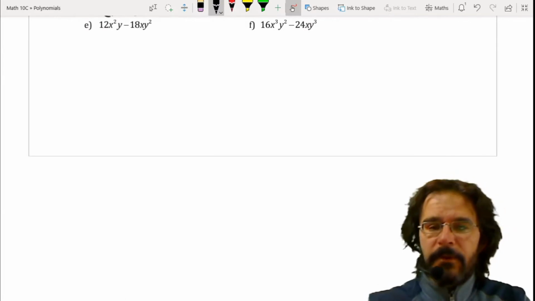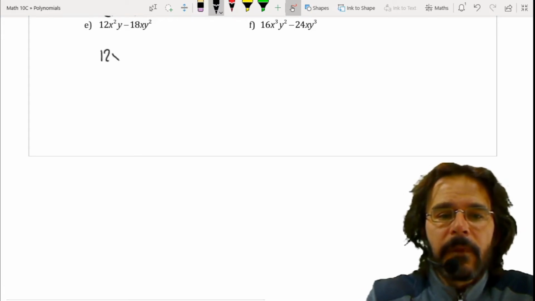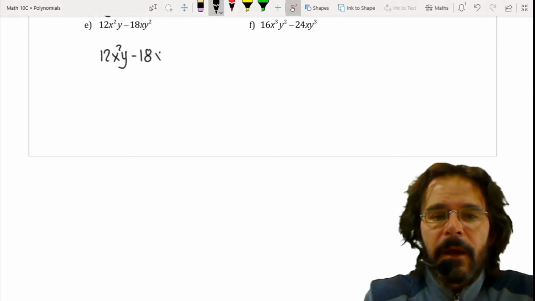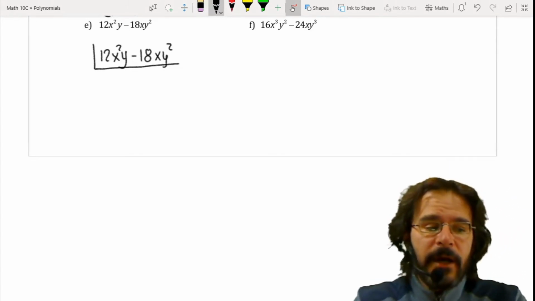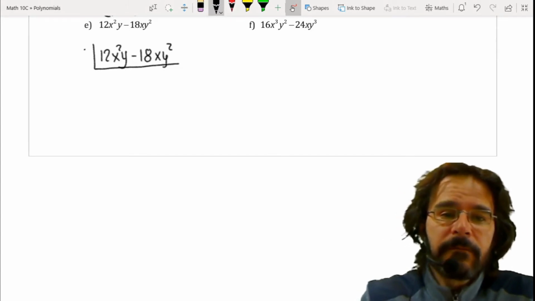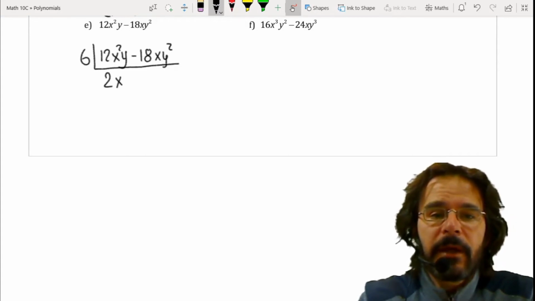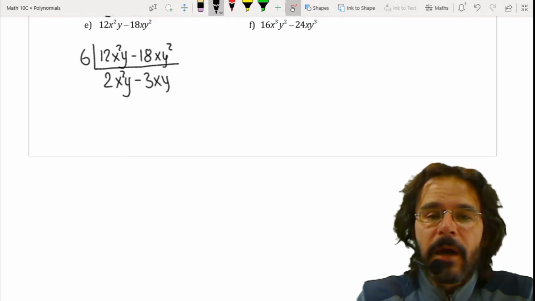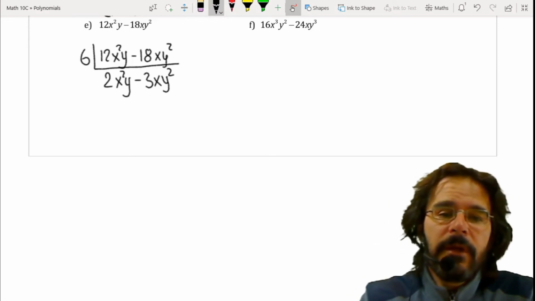In the next example, we have 12x squared y minus 18xy squared. We put in our L. And we can factor out a 6 from both 12 and 18. 12 divided by 6 is 2, and we still have the x squared times y. Negative 18 divided by 6 is negative 3xy squared. We're done with the numerical coefficients. We cannot factor out anything else from 2 and 3.